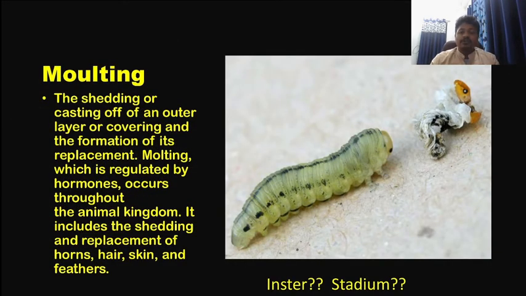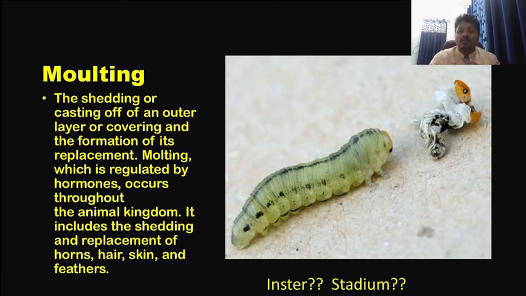So I have mentioned the molting. What is molting? Molting is the shedding or casting off of an outer layer or covering and the formation of its replacement. Molting, which is regulated by hormones, occurs throughout the animal kingdom. It includes the shedding and replacement of horns, hair, skin and feather. The external body skin, as you know very well about the snakes, actually gets shed off. They remove it from their body. You can see in this picture one part is being removed and a new skin, new external features, new external structures are being developed.